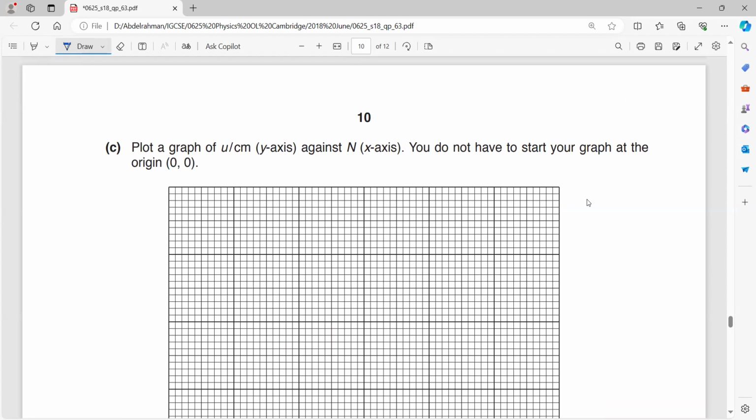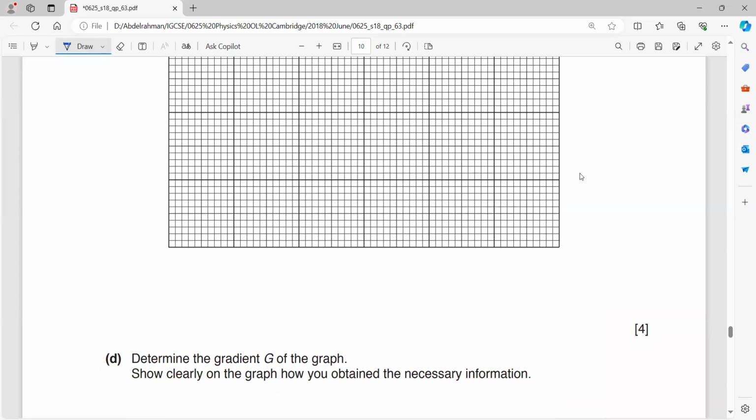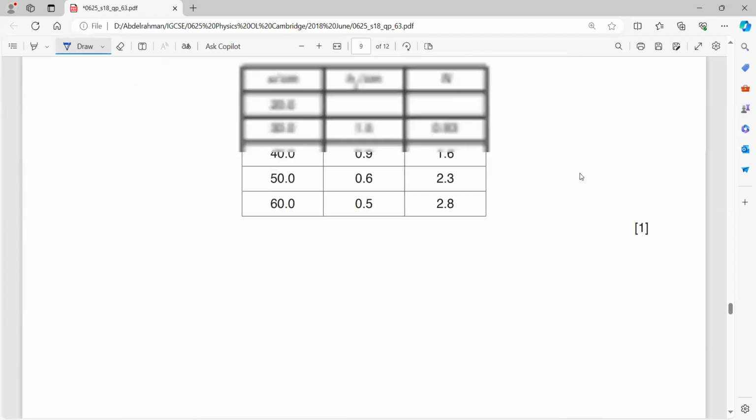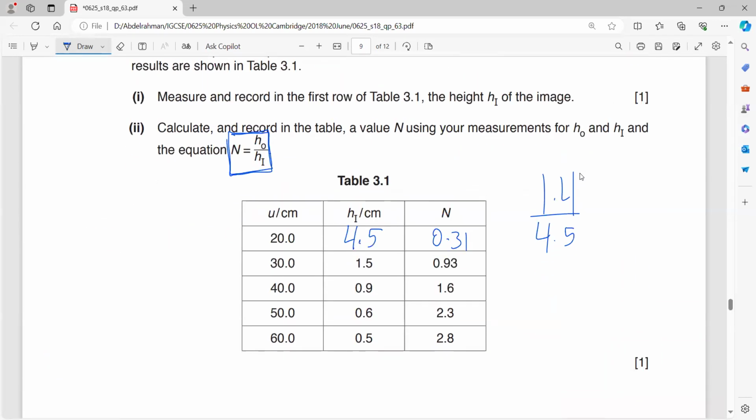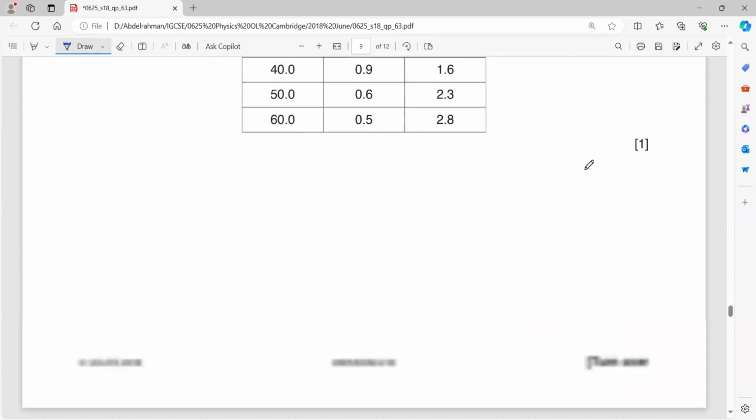4 marks. First mark is to plot a graph of u in centimeters on the y-axis. Here I write u slash centimeters. N on the x-axis. N does not have a unit. N is a ratio. H naught was in centimeters and HI was in centimeters, so they both cancel out. So N has no unit.